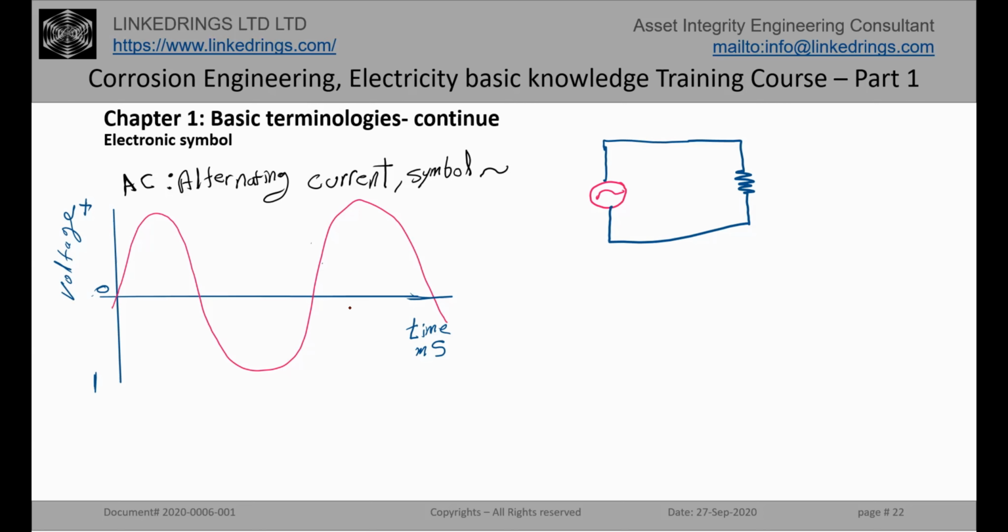Okay, how many times will it change? For example, for most housing, it is 50 hertz. 50 hertz means 50 times per second. In one second, we will have 50 waves. From this point, going through all this line up to here, this is called one wave. So 50 hertz means we will have this repeating 50 times in 1 second.